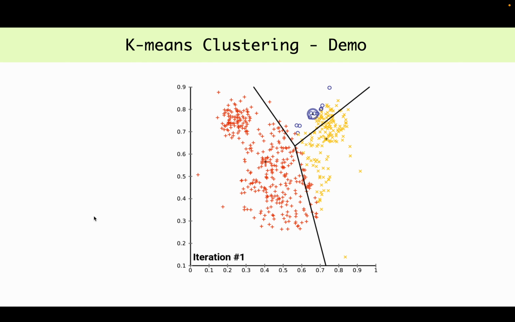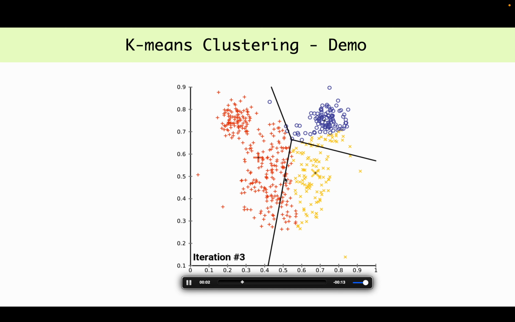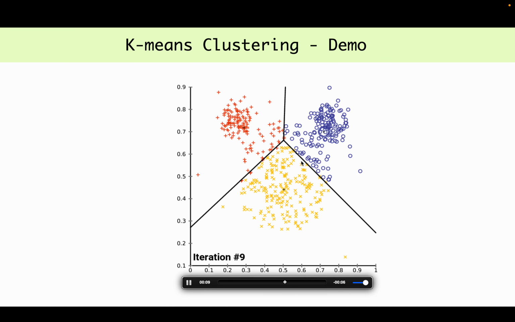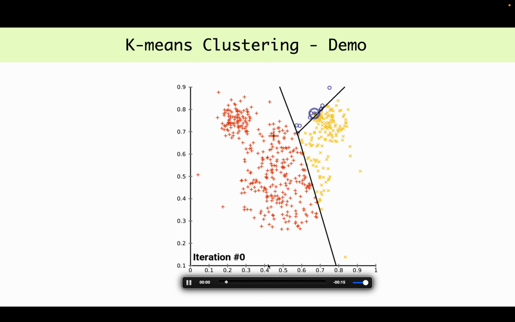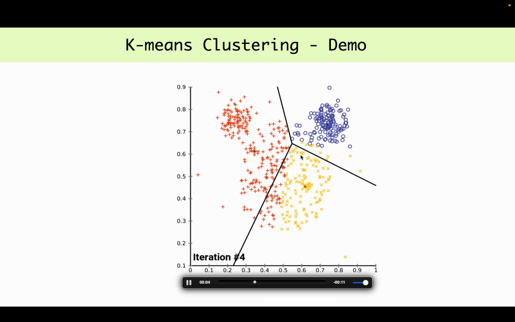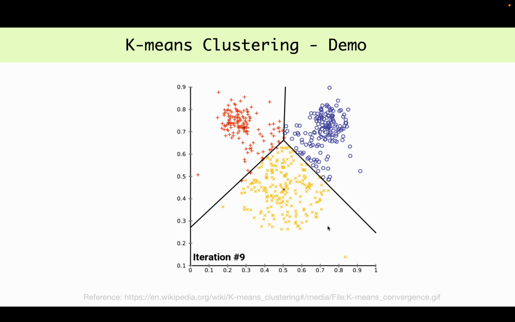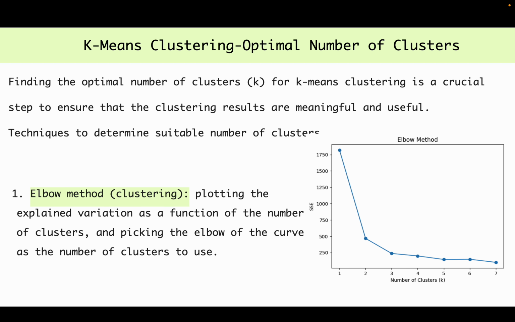Let us now see one demo for a set of points. As you can see here, we started randomly, but as the centroids are getting updated and the assignments are also getting changed over different iterations, finally we settle with some optimal centroids and the optimal set of points assigned to each centroid. So this is the k-means clustering demo.